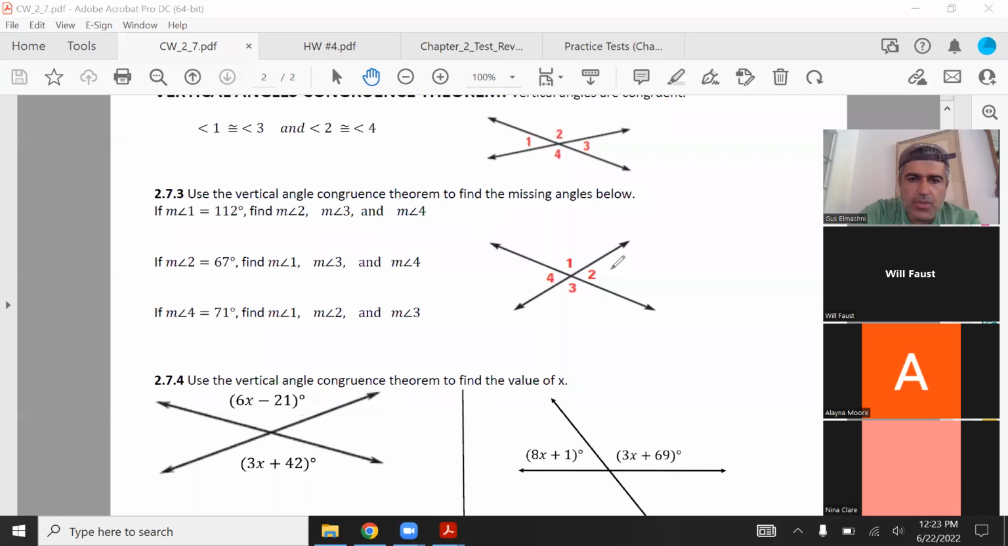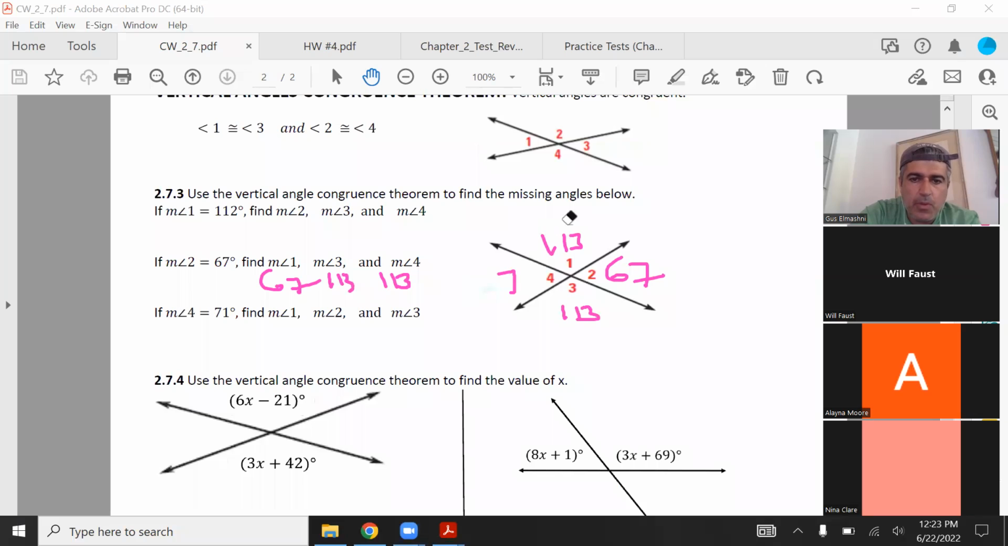So if angle 2 is 67, then angle 4 is also 67. And then therefore this is 113, because 4 and 1 have to add up to 180 because it's a linear pair, and that's also 113. So that would be 67, 113, 113. Okay, that's a 3 there, sorry.